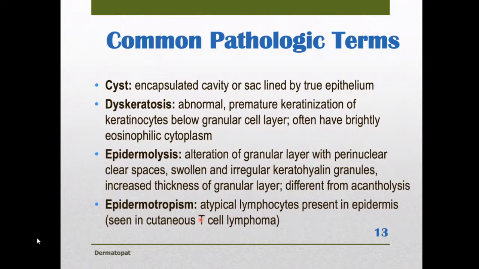Dyskeratosis, this is abnormal premature keratinization of a keratinocyte below the granular cell layer. You remember where we saw granular cell layer in the epidermis. Normally, the cells below it, towards the basal membrane, should not have keratin. When they become keratinized, we say there is dyskeratosis.